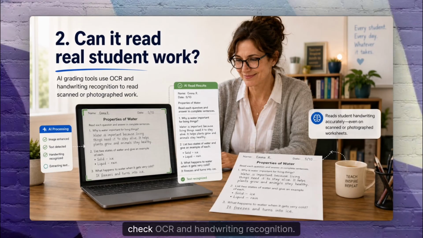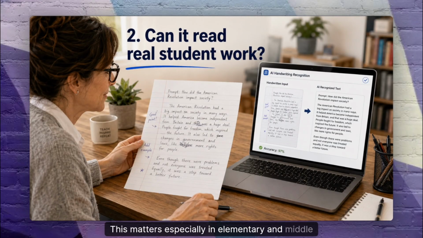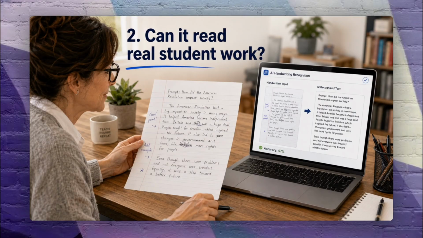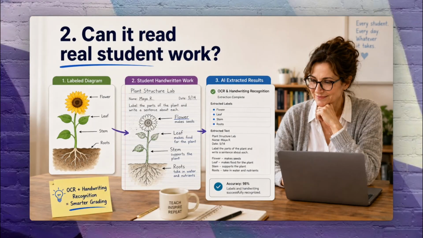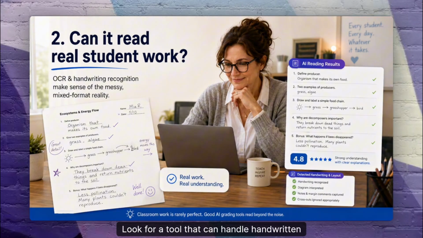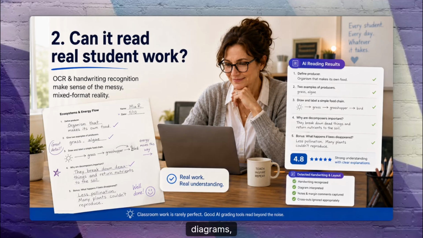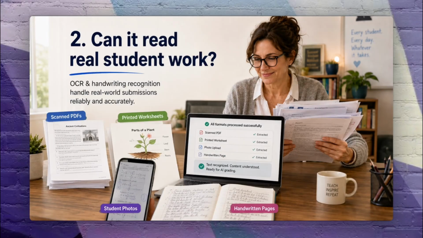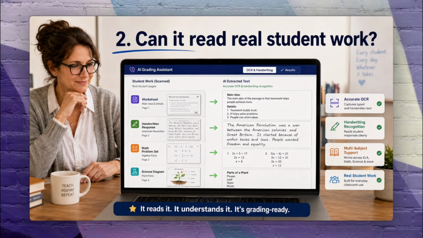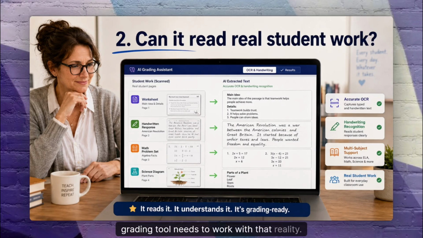Second, check OCR and handwriting recognition. This matters, especially in elementary and middle school, where students' work is often handwritten, scanned, photographed, or submitted as a PDF. If the AI cannot read student work accurately, the grading will not be reliable. Look for a tool that can handle handwritten responses, scanned worksheets, diagrams, mixed question types, and real-world student submissions. Because classroom work is rarely perfect. Students cross things out, they draw diagrams, they write in margins, they submit photos. A useful AI grading tool needs to work with that reality.